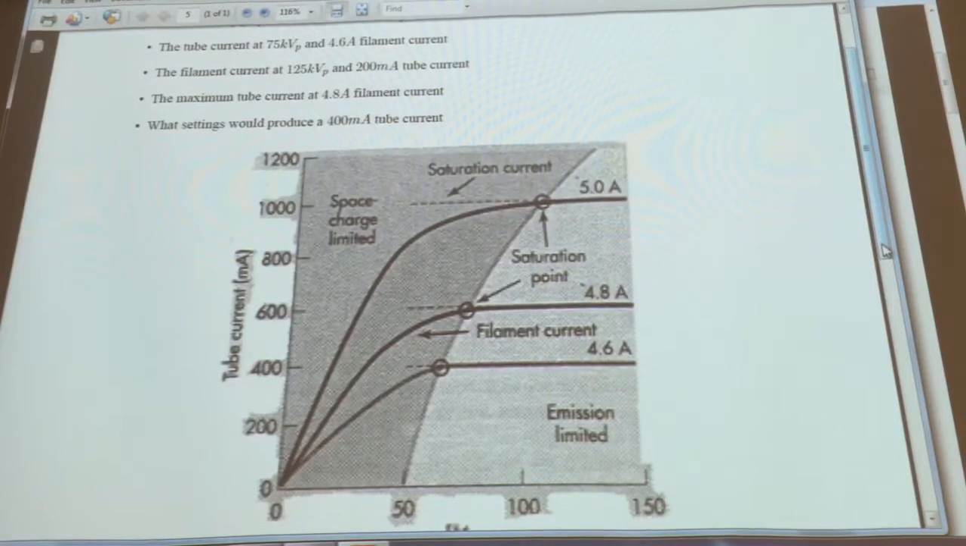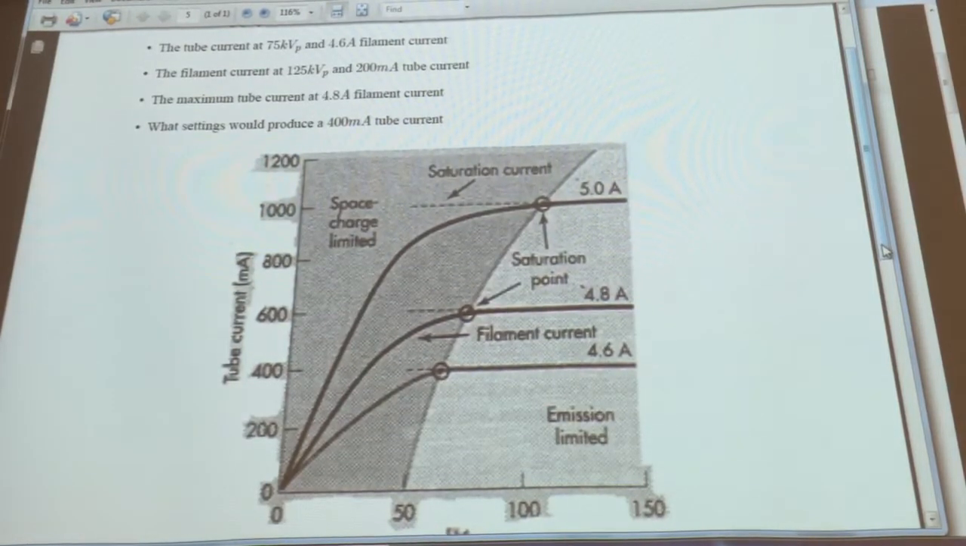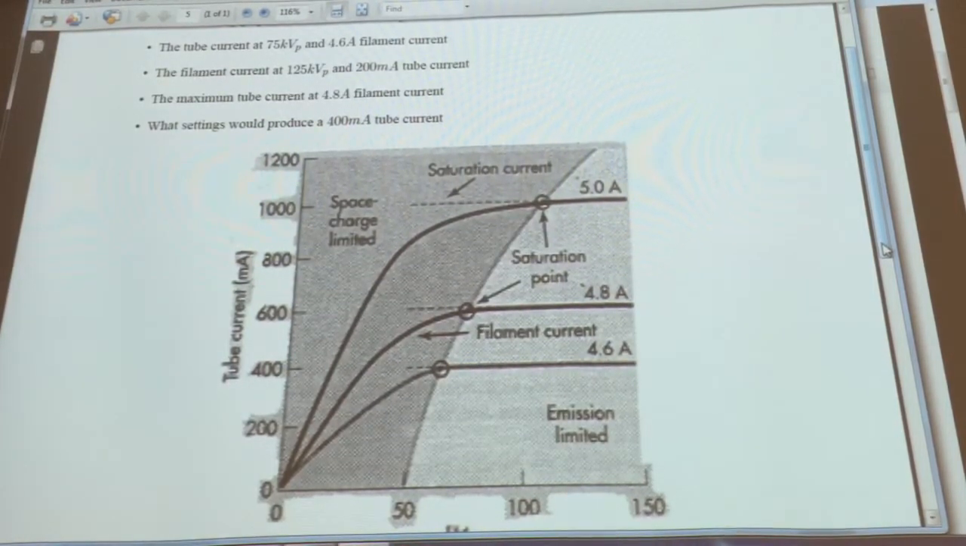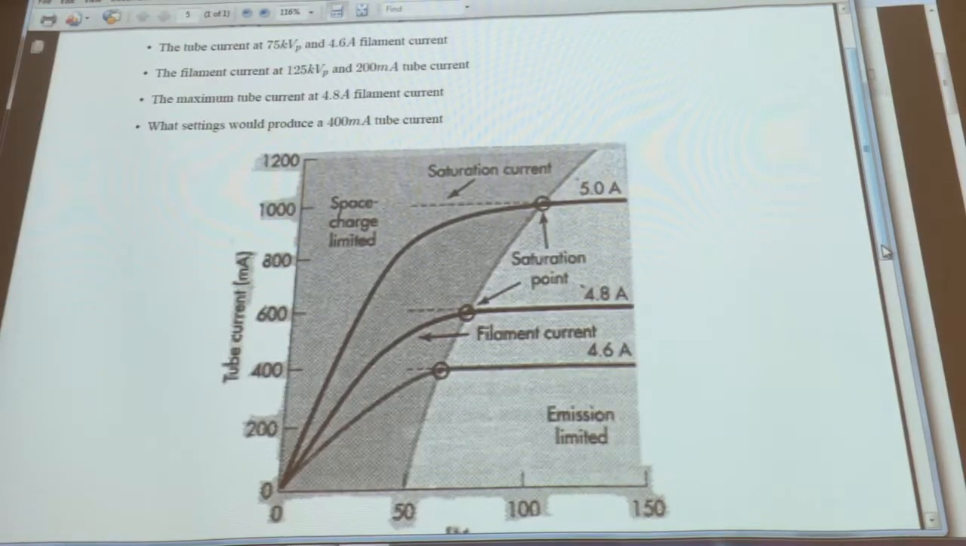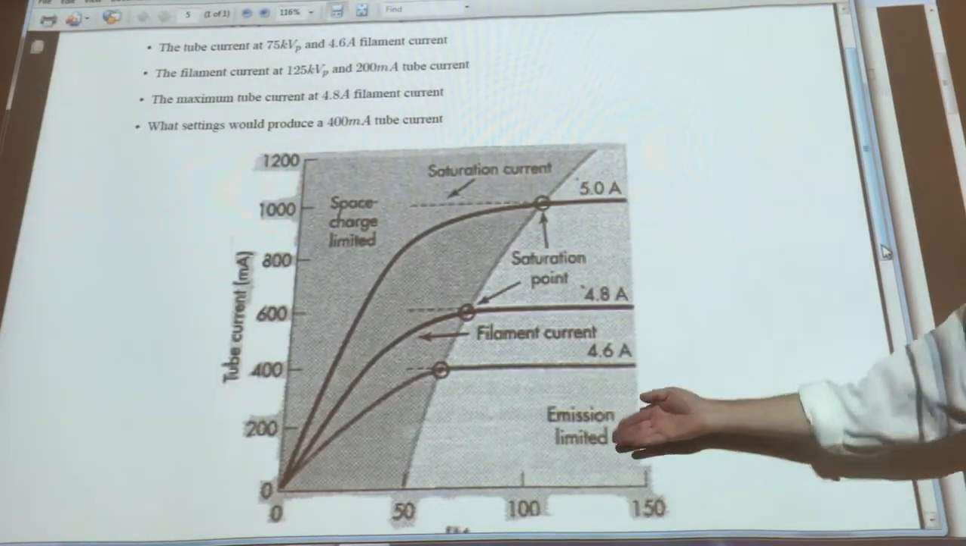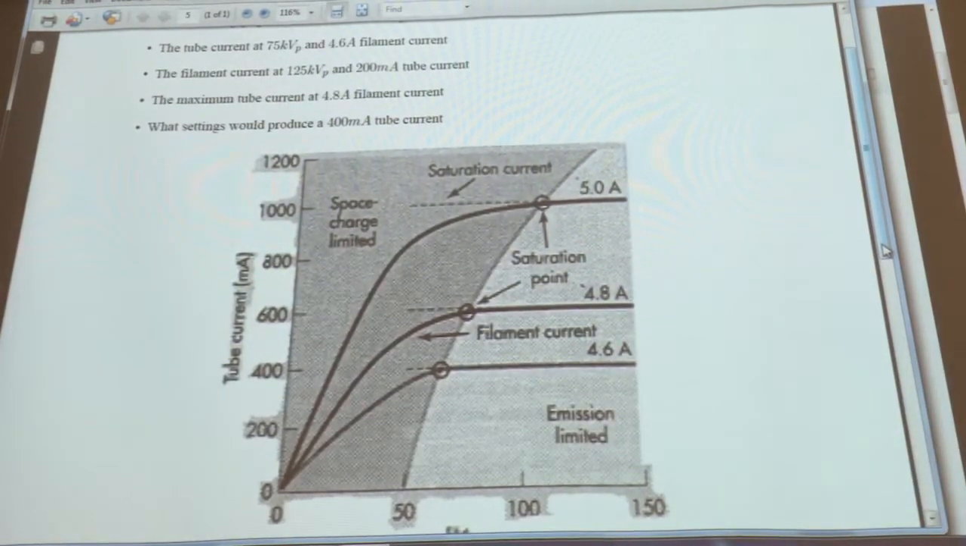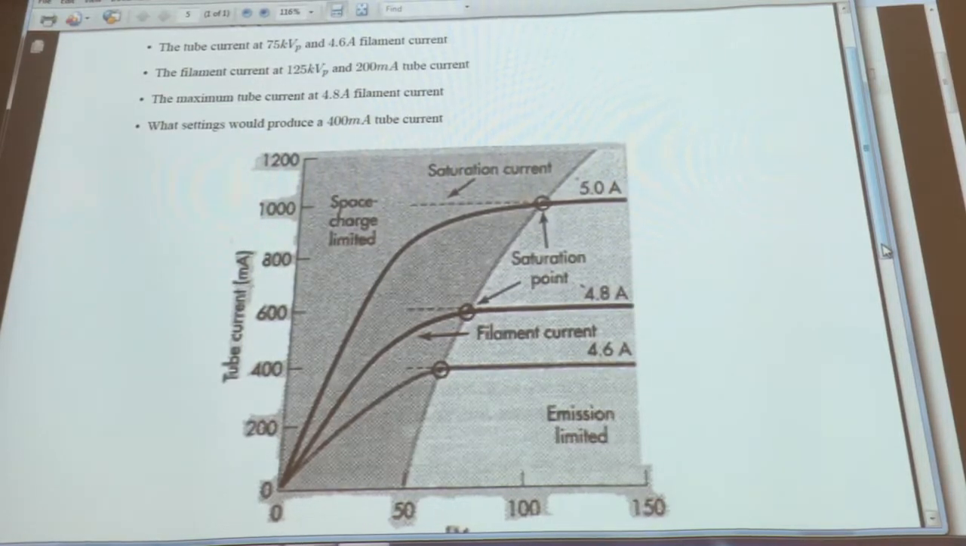Try this one more time. What does emission refer to? Electrons coming off the filament. Think of it this way: emission limited, you are limited by the number of electrons coming off the filament.